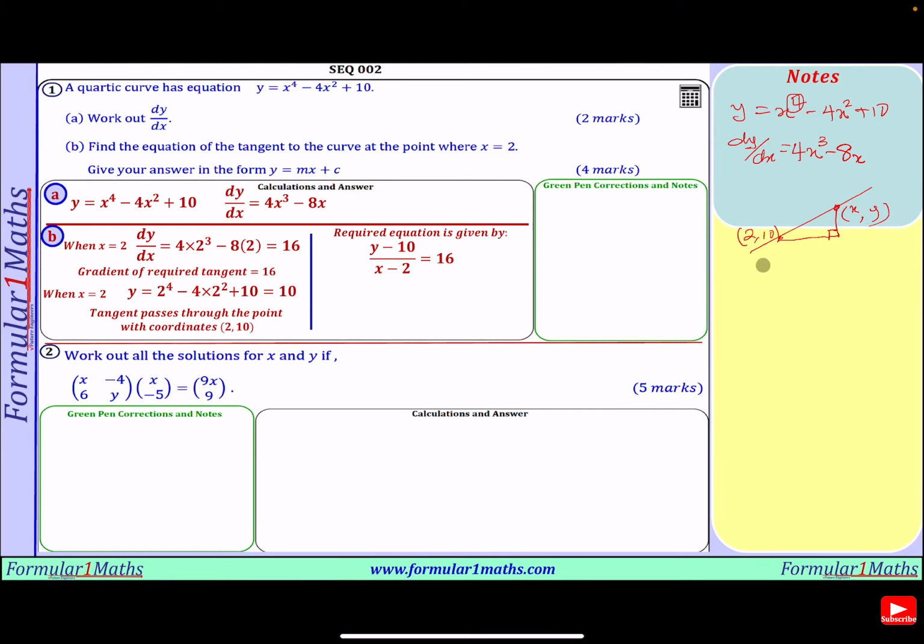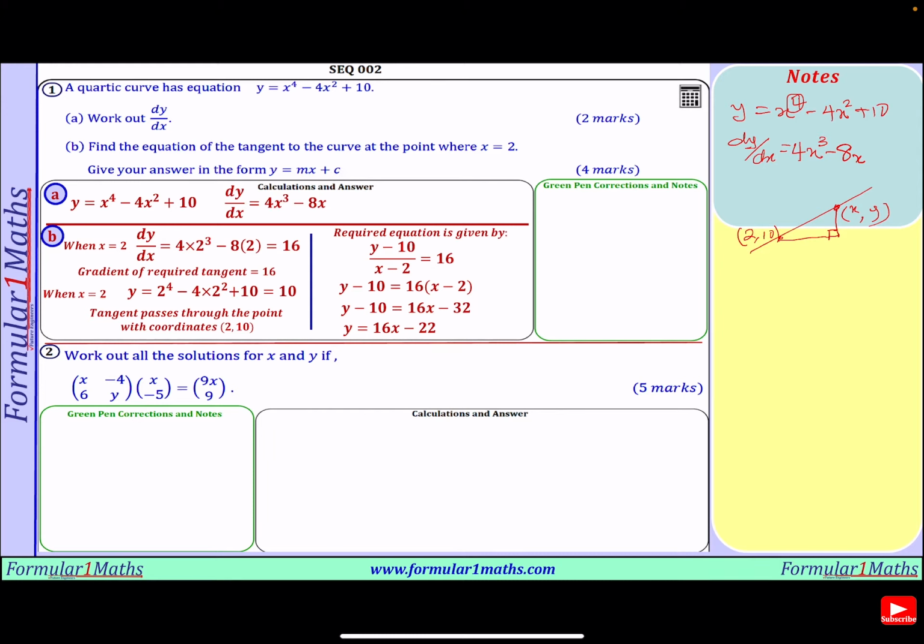But we know that that is equal to 16. You can rearrange to get y minus 10 is equal to 16 brackets x minus 2. Expand the brackets to get y minus 10 is equal to 16x minus 32. And then finally you get y is equal to 16x minus 22, which is in this form. So here the m is 16 and the c is minus 22.